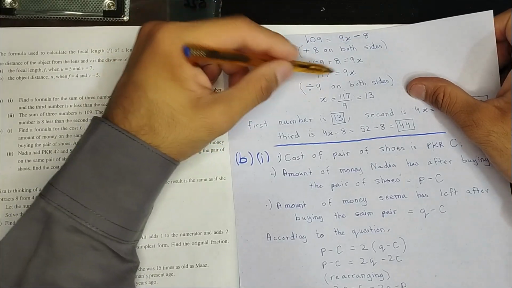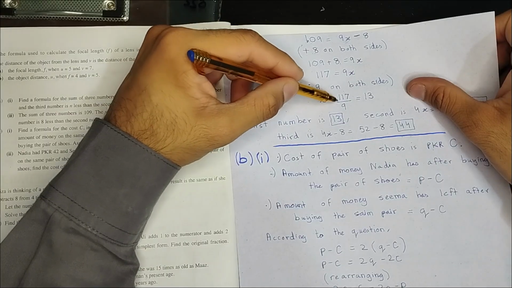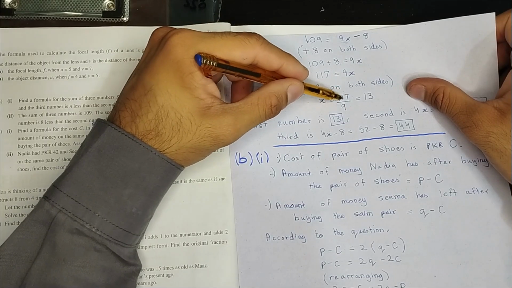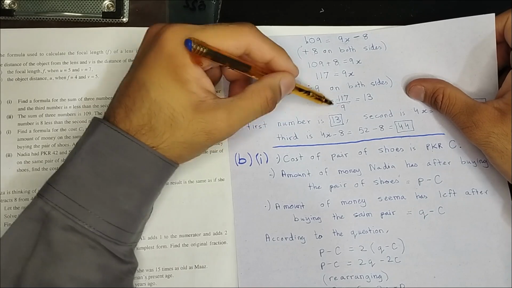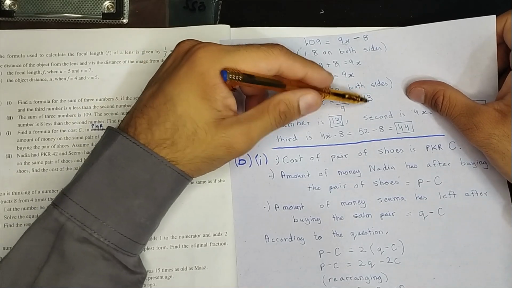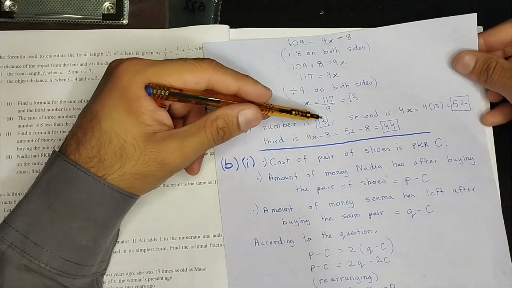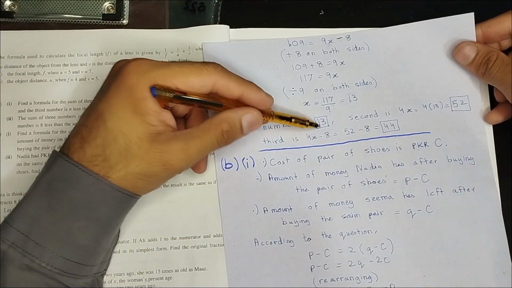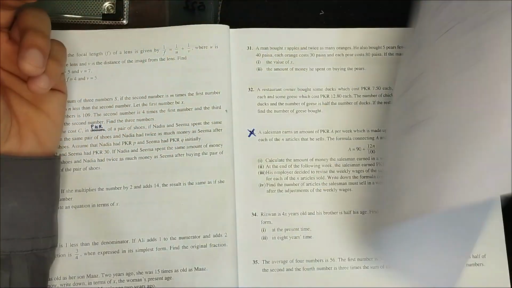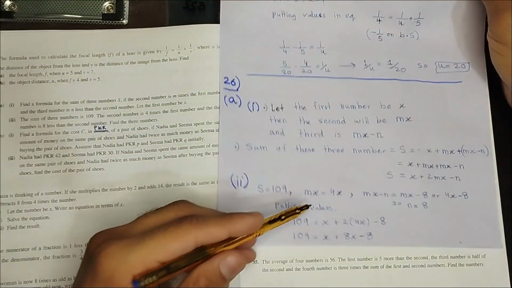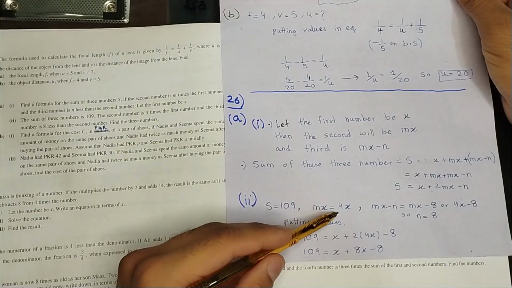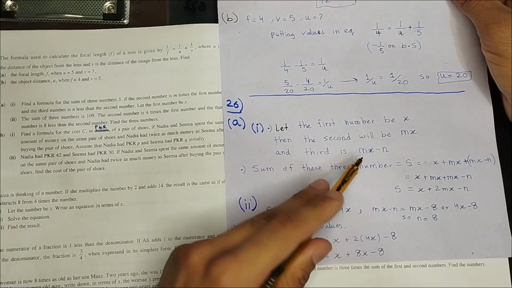Simplifying it further, we get the value of x, which is equal to 117 divided by 9. If you proceed with this division, you will get the value 13. x is equal to 13. That means the first number is 13. Now, what do we know about the second number? The second number was 4x. The second number was mx.